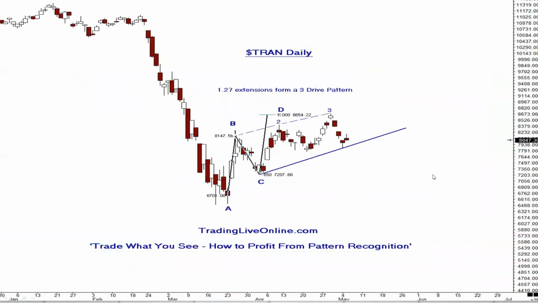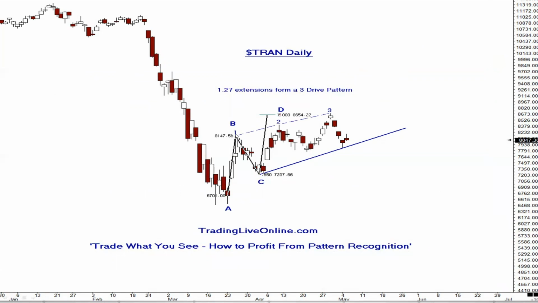The transportation, this is the transportation index chart. This one also had an ABCD, a Gartley sell pattern, but this is a bit more complex pattern where it also has a 3 drive pattern, and I've marked that in with 1, 2, 3.